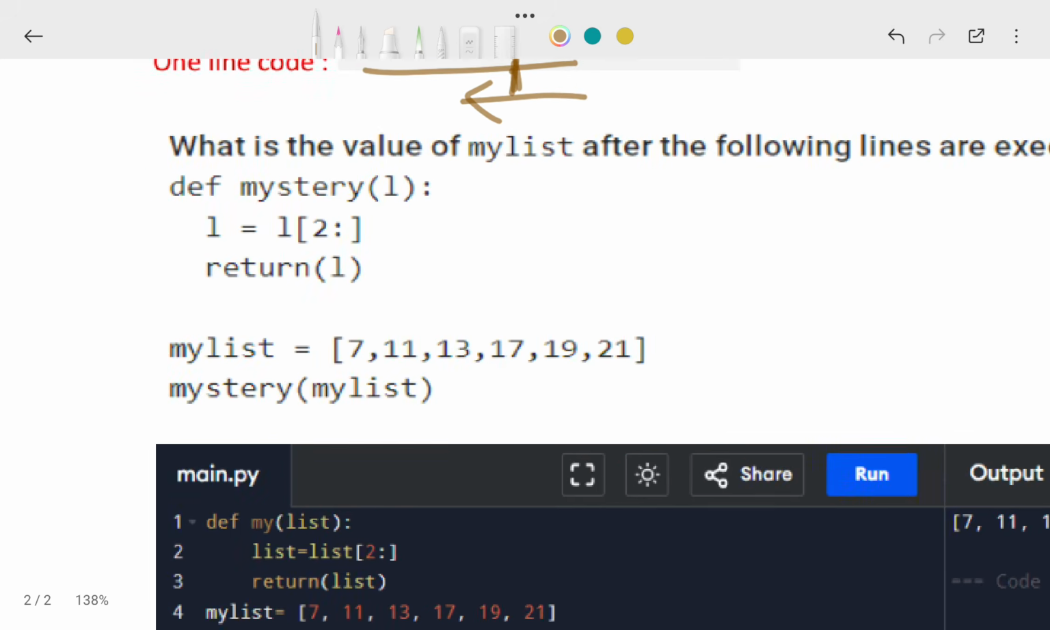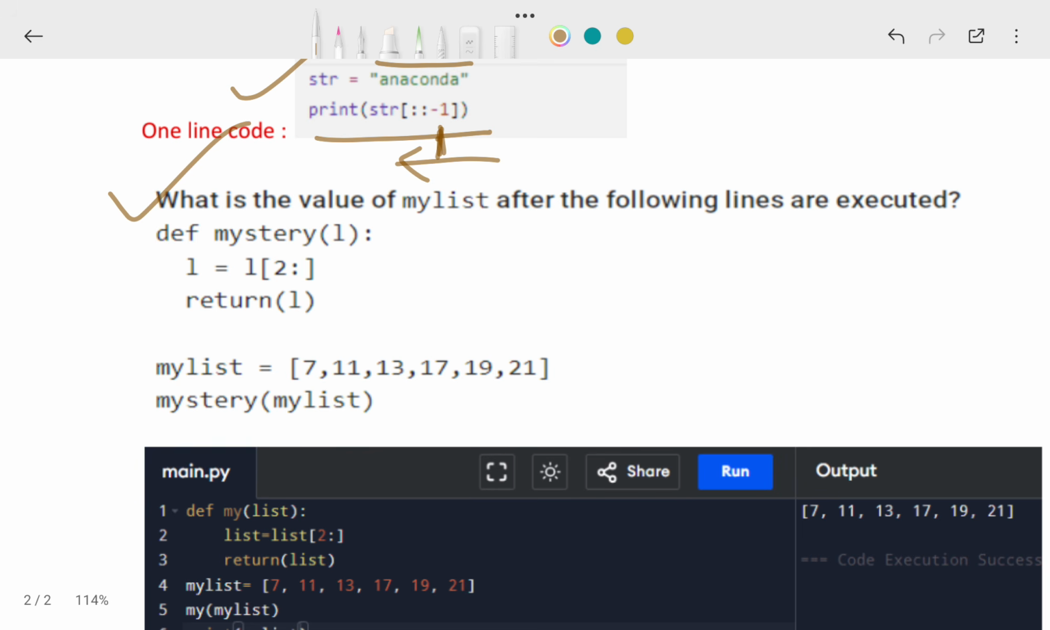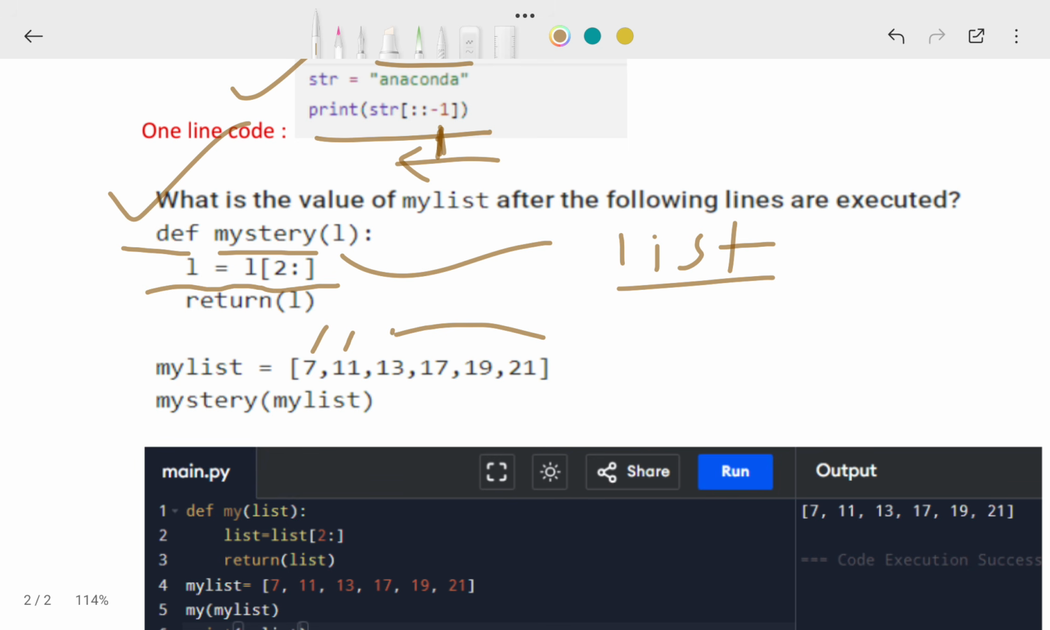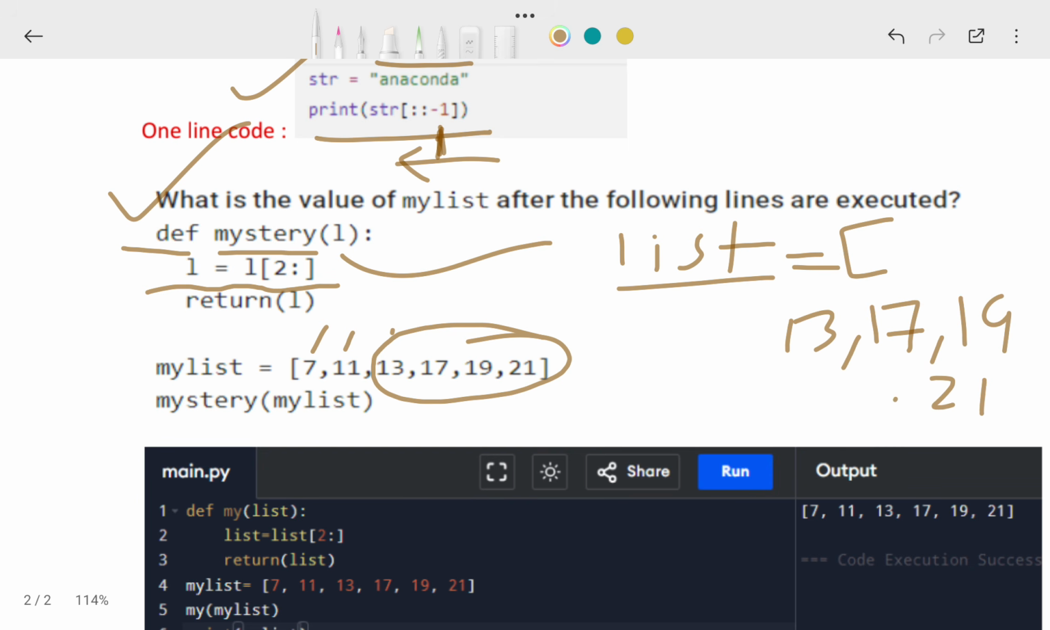Now the last question he is asking, this question is very simple. I have defined one function. My function name is my_stry, and this is actually a list. Okay, to confuse, he has written L. Actually this is L, not 1. Now after that, list is equal to list 2 to end. What is the meaning of this? This is 0, this is 1, this is 2. So 2 to end means 13 to 21. So your list is now 13, 17, 19 and 21. Your list is this now. Now return list. So I return the list.